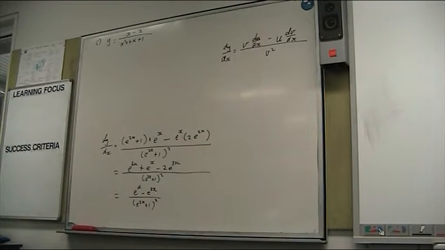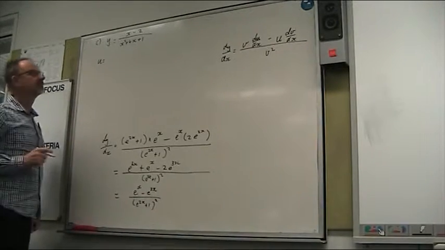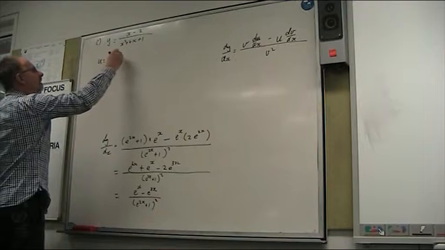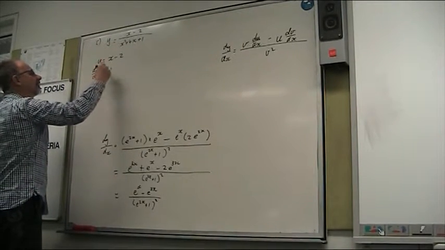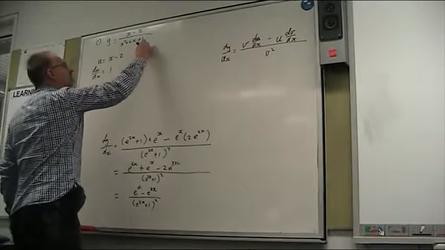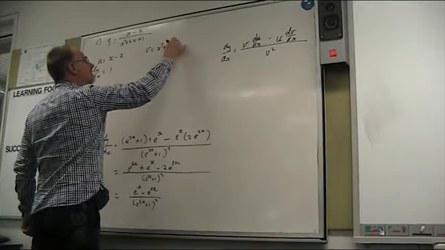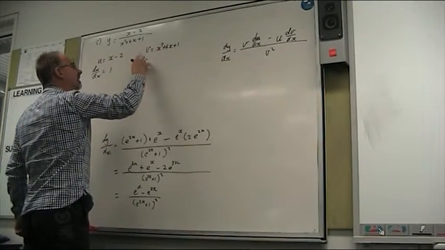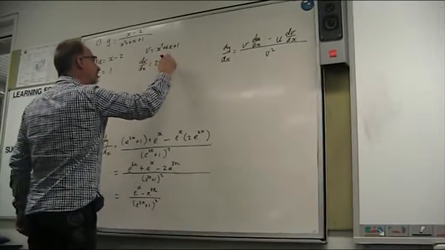Alright, so don't forget u is on the top, so u is equal to x minus 2, and the derivative of that is 1, yep. And so that means that v is the x squared plus 4x plus 1 bit, and dv dx is 2x plus 4. Yep.